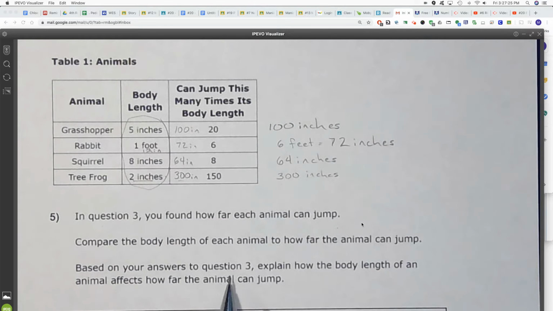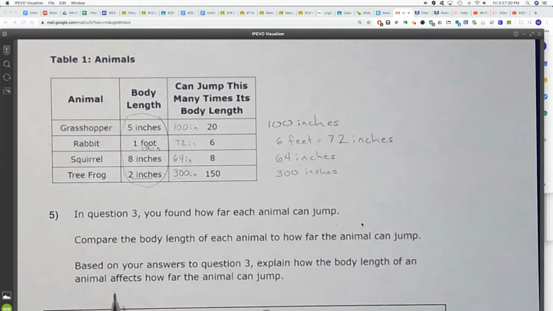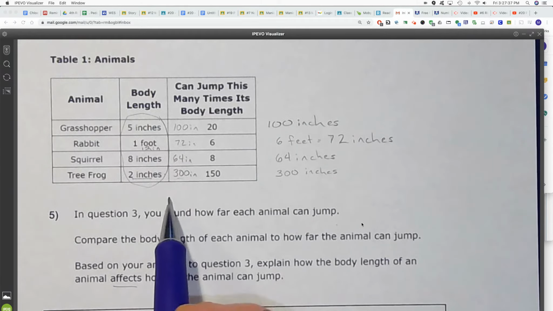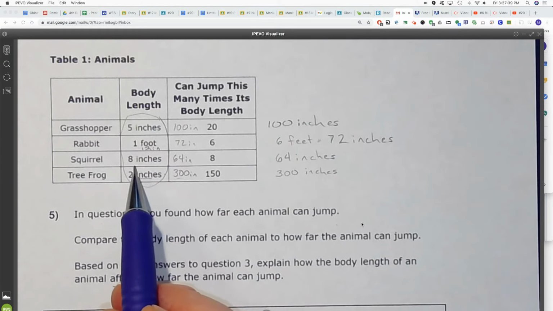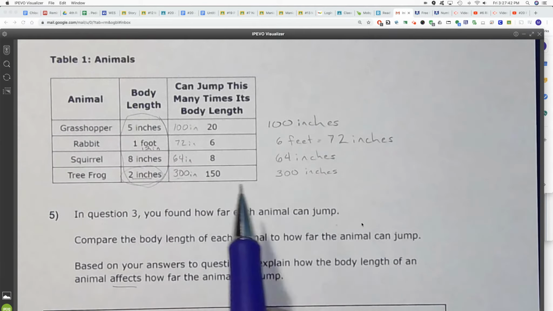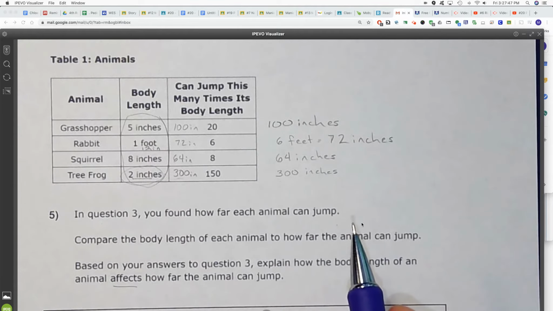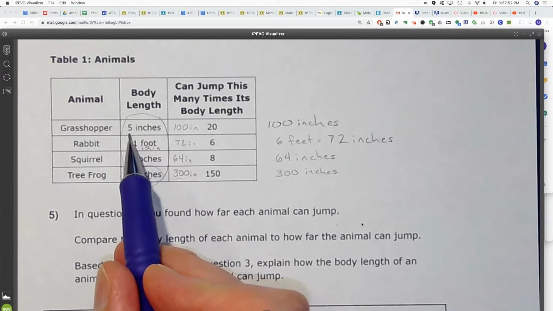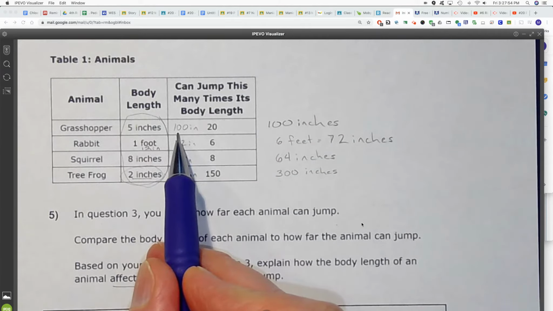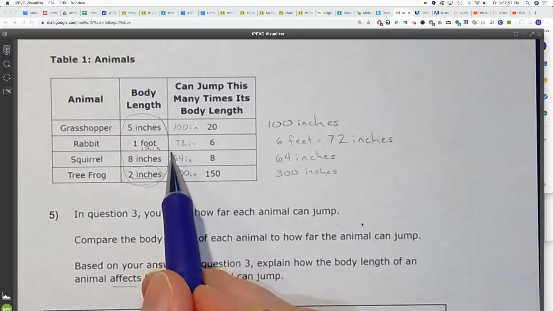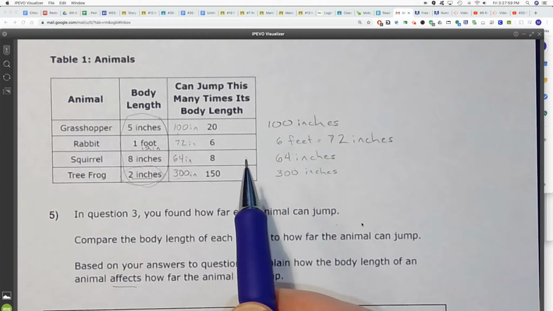Based on your answers to question 3, okay, we got that. Explain how the body length of an animal affects how far the animal can jump. So what do we notice when we look here? The one thing that really jumps out at me first is this short little 2-inch tree frog jumped 300 inches. So the shortest animal jumped the farthest. And like the next shortest one is 100 inches, so not quite as far as the shortest one, but it's still longer than the next 2 bigger animals.